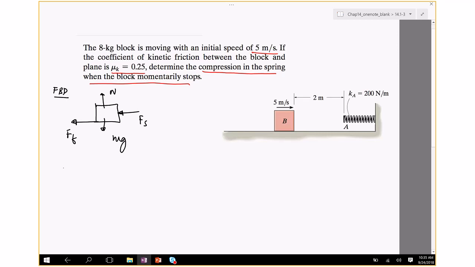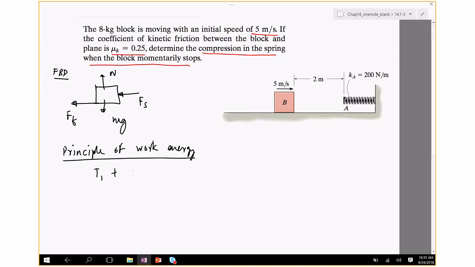So let's write the principle of work energy. It states that T1 plus U12 equals T2. The initial kinetic energy is half mv1 square plus the work done. Now, again, there are four forces, as you can see in the figure. Two of those forces, normal force and mg, do no work because the block isn't moving up or down. It's only sliding in the horizontal direction. So the work done is due to the spring Fs.